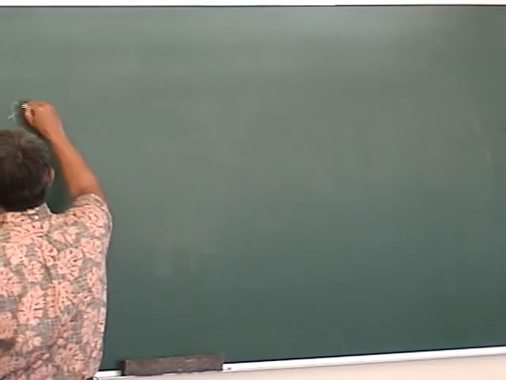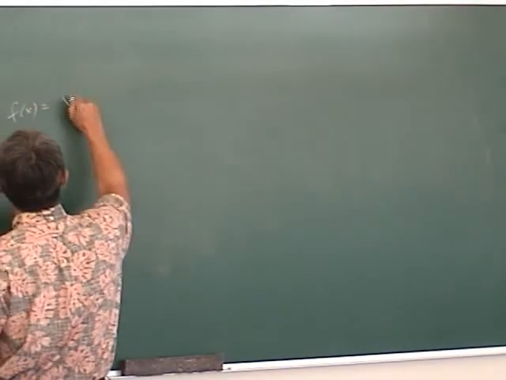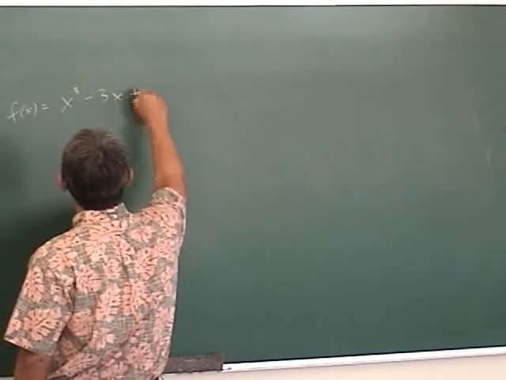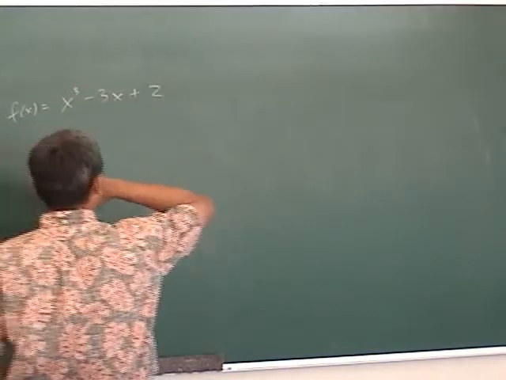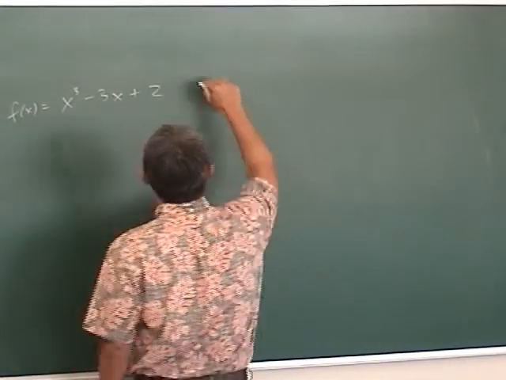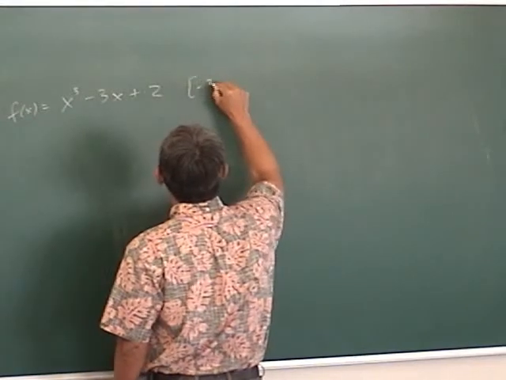Okay, so f of x is equal to x cubed minus 3x plus 2. And I'm going to restrict the domain to be between -3 and 3.